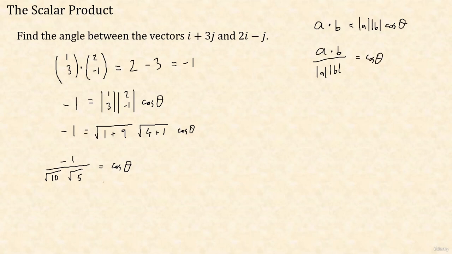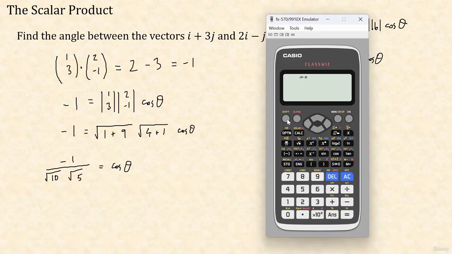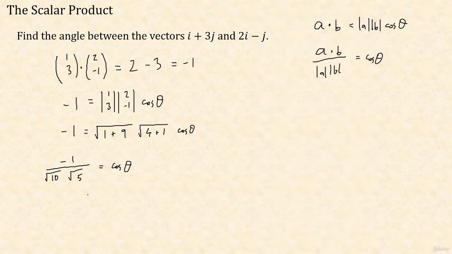So now I just have to solve this. That simply involves inverse cos of negative 1 over root 10 times 5. We can include that all in one go. And the answer is 98.1. And best to work in degrees here unless you're told otherwise.